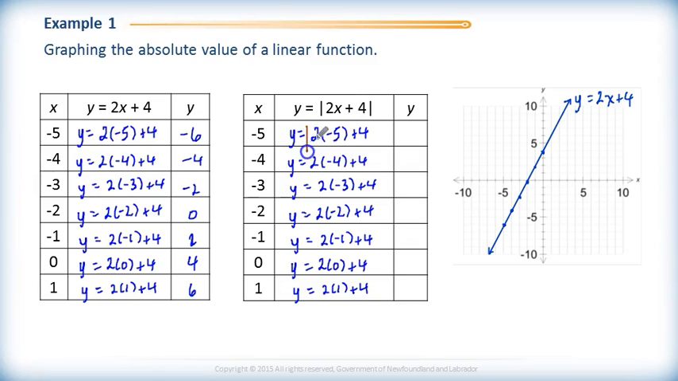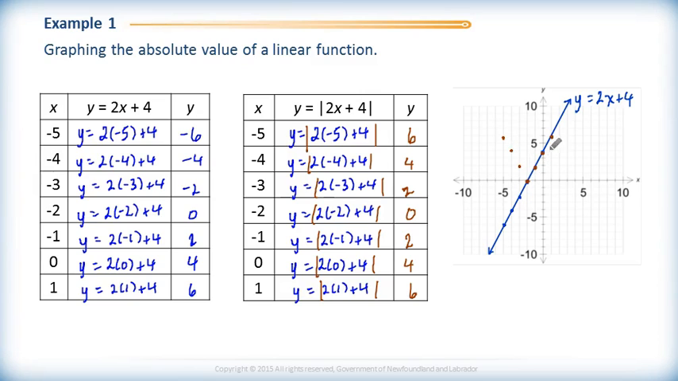The only difference is I've got absolute value symbols around everything, which means that anything that was negative now becomes positive. So the absolute value of negative 6 is positive 6. Negative 4 becomes positive 4. Negative 2 becomes positive 2. 0 stays as 0. It's its own absolute value. 2 stays as 2, 4, and 6. Absolute value of a positive number is still positive.